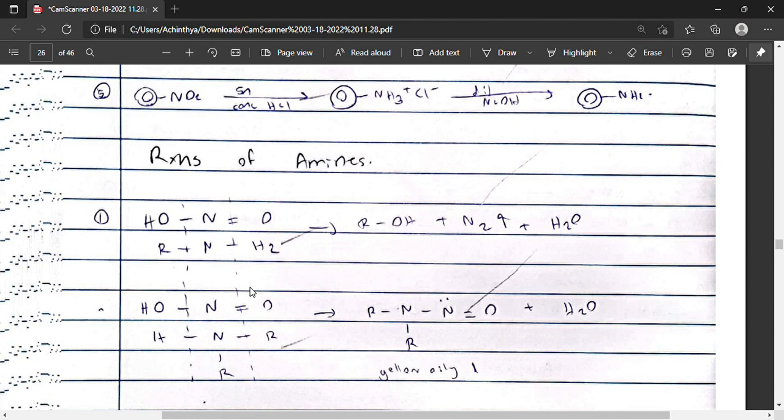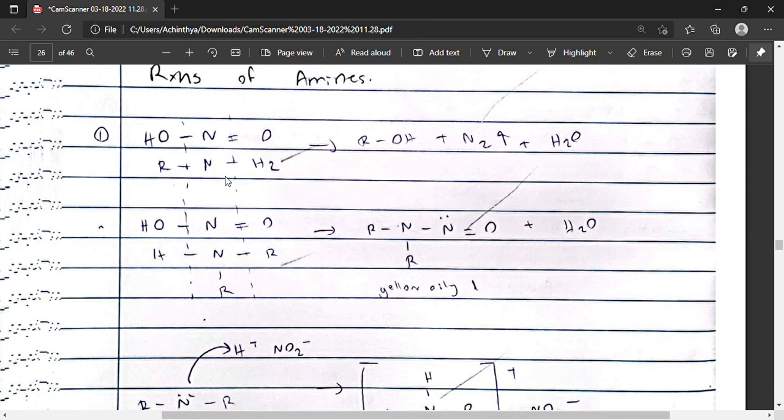Now let's talk about the reactions of amines. If you react a primary amine with nitrous acid, which is obtained by reacting NaNO2, sodium nitrite, with hydrochloric acid on the spot, we will get the respective alcohol, the evolution of nitrogen gas, and water being produced.